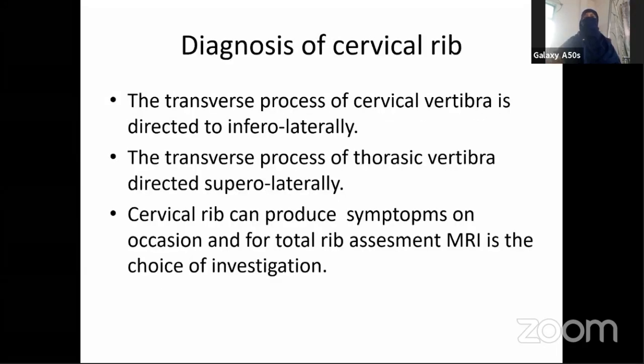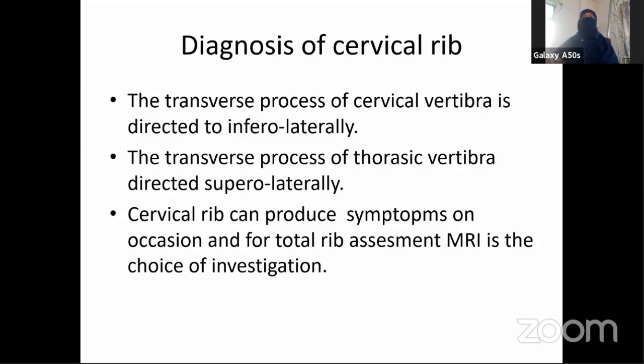And how can you diagnose the cervical rib? The transverse process of the cervical vertebra is directed inferolaterally, and the transverse process of the thoracic vertebra is directed superolaterally. So we will get a transition of direction of the transverse processes at the seventh cervical and first dorsal vertebra, seen in the epifield.